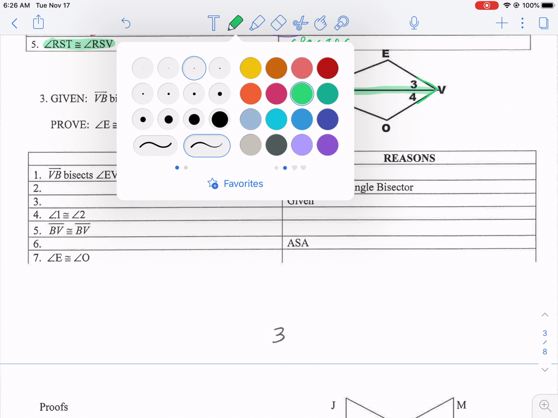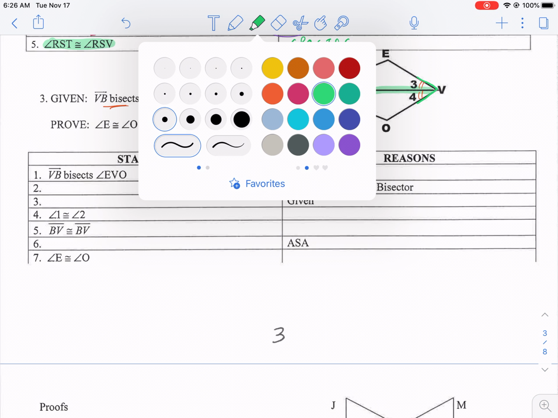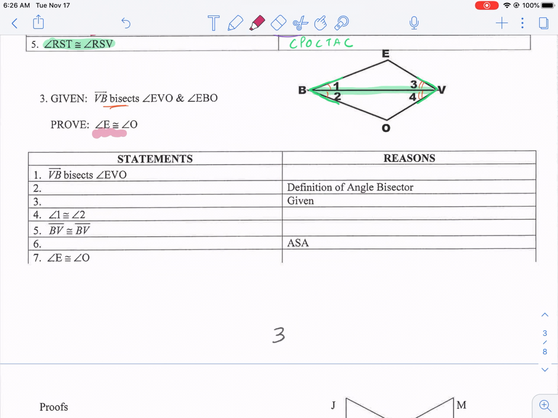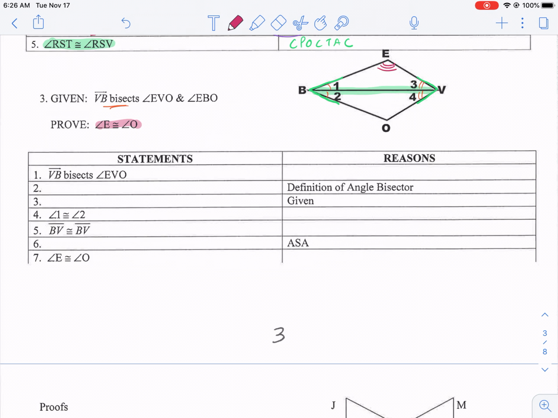So what does that mean if it bisects it? Well, I'm going to draw this on my diagram just so I remember. I know that these angles are going to be equal if it's bisected, and these angles are going to be equal if it's bisected. Okay, so I got that set, and I'm asked to prove that these angles are congruent. So I want to know about this one and this one. So how do we do that?